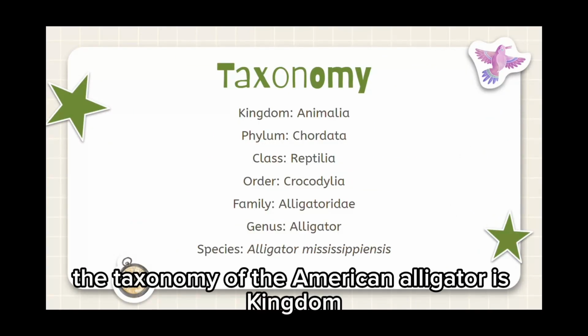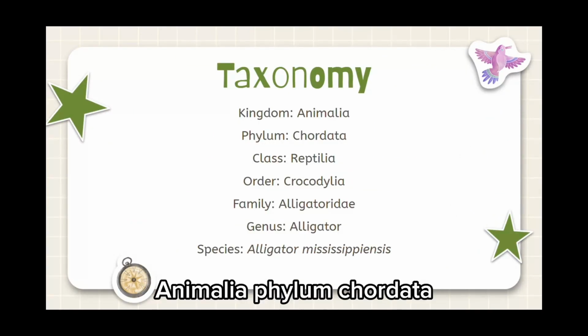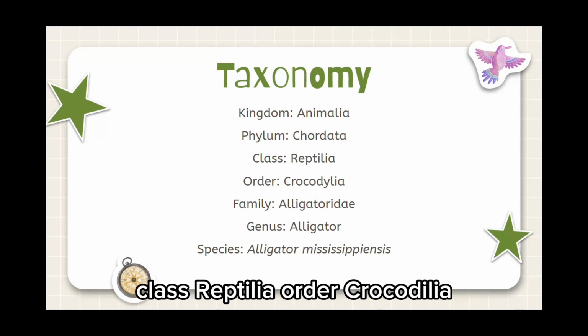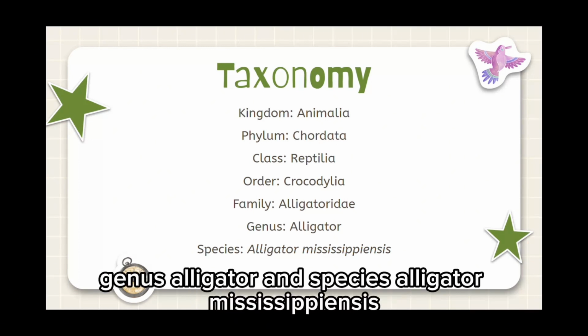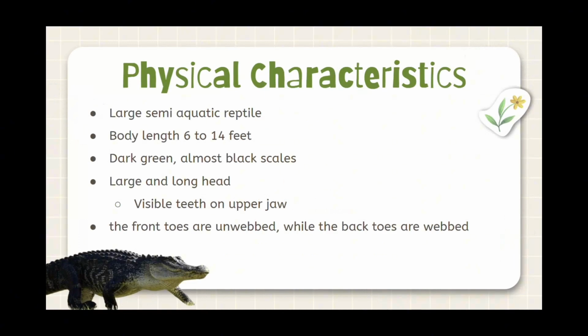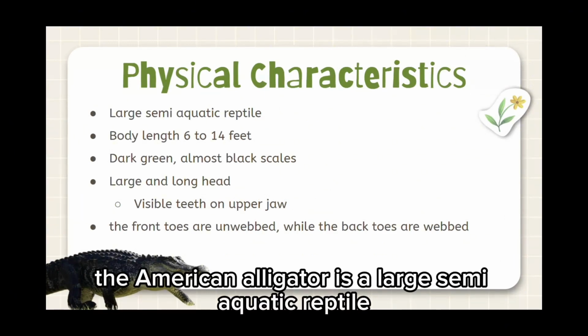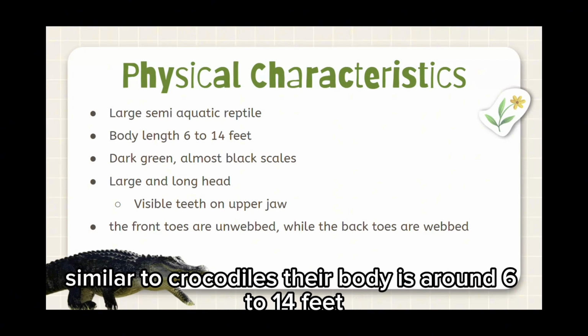The taxonomy of the American alligator is Kingdom Animalia, phylum Chordata, class Reptilia, order Crocodilia, family Alligatoridae, genus Alligator, and species Alligator mississippiensis. The American alligator is a large semi-aquatic reptile similar to crocodiles.